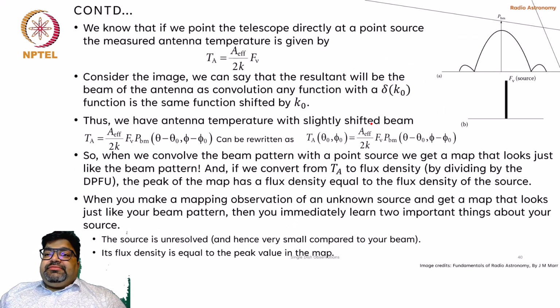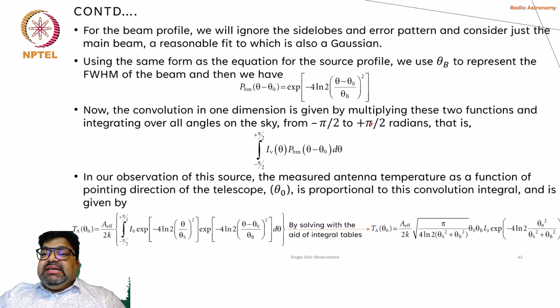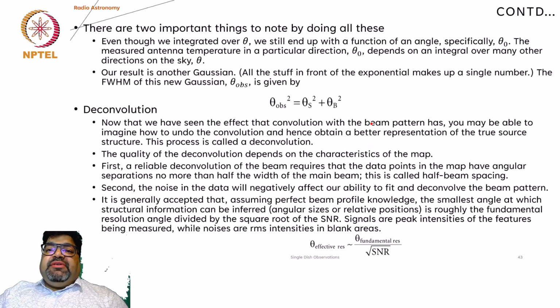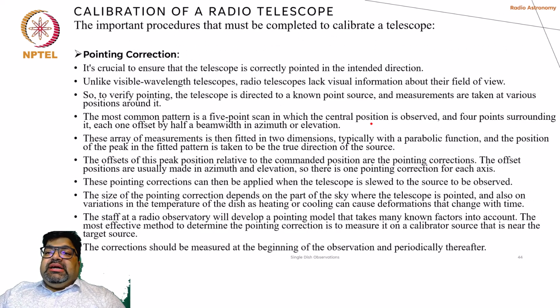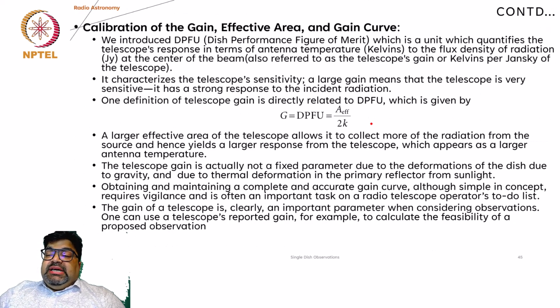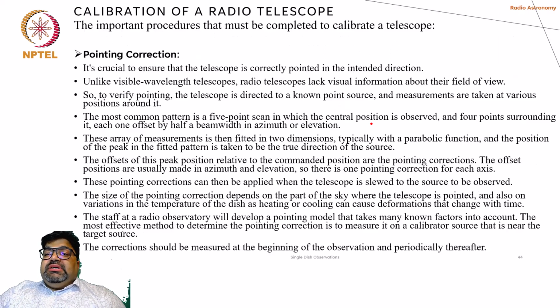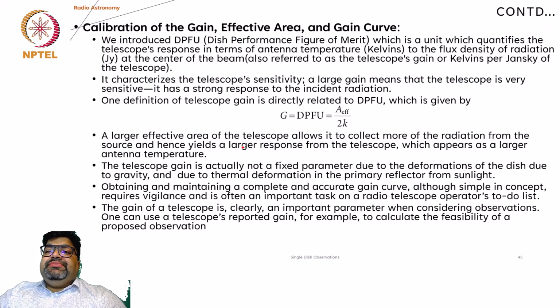Just an elaboration of that. We can keep on doing it in detail for different shapes of the beam and different shapes of the source itself. And finally, you have to deconvolve the beam from the measurement to be able to understand the source temperature and source structure clearly. To calibrate the telescope, we pointed out in the beginning of this lecture that a lot of issues happen because of pointing. So pointing correction has to be done. You need to choose a particular pointing source to observe and correct from it. Details are given over here.